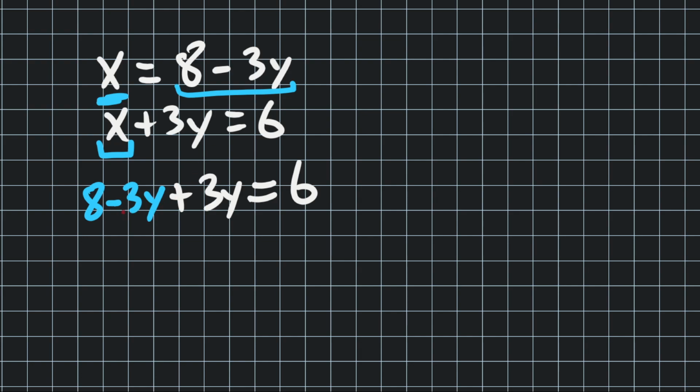And what happens is you have a minus 3y and a plus 3y. Those two cancel out. And you have an 8 equals 6. So you're left with a very strange answer, 8 equals 6. And that's not true. 8 does not equal 6. So when you come across a nonsensical answer like that, that tells you that this system of equations that we started with has no solutions.